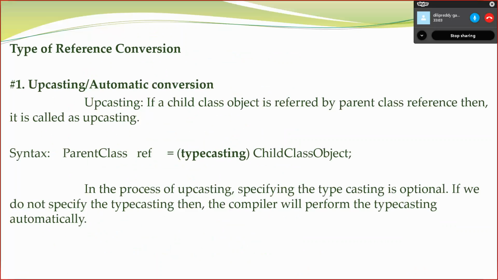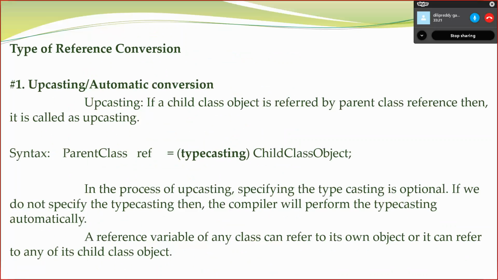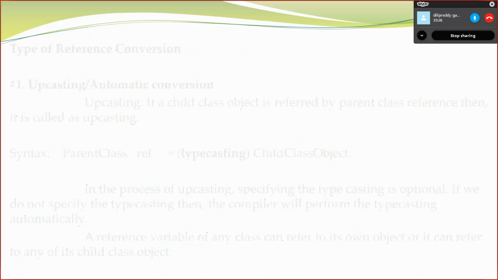If you're going to downcast, that is, if the parent class object is referred by the child class, then it will be called downcasting. Going to downcast, you need to typecast, otherwise we get a compile time error. Suppose you put this typecasting, the parenthesis I put on the board. You can get through compilation, but we'll get an exception at runtime. That is the ClassCastException, which will come at runtime.